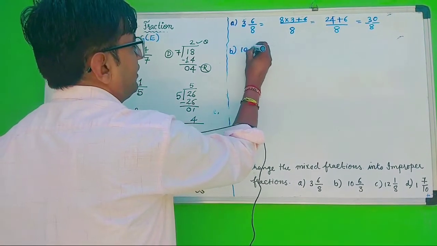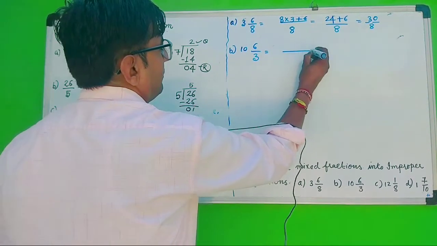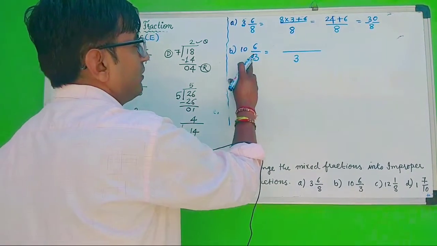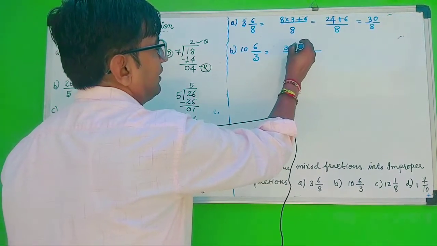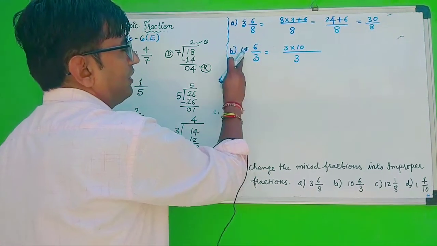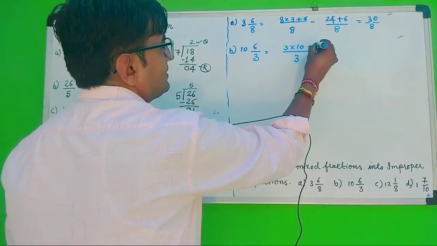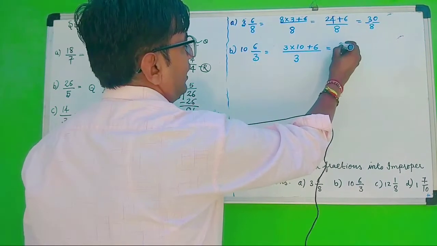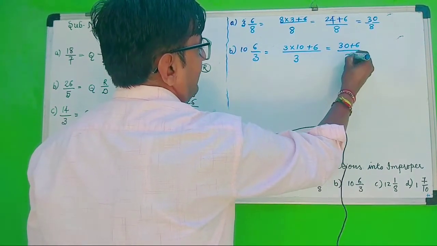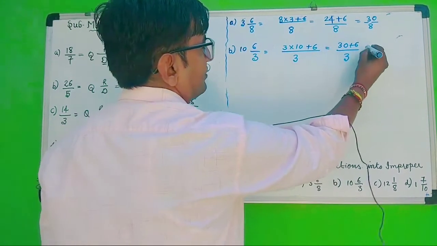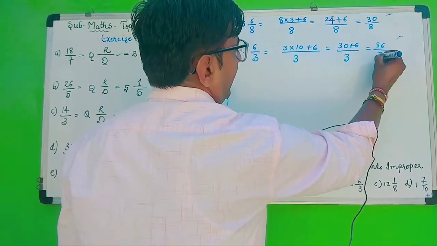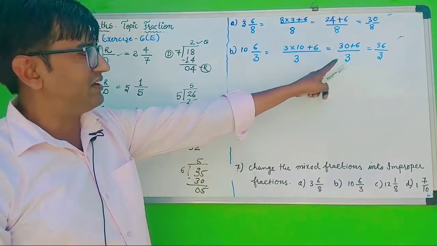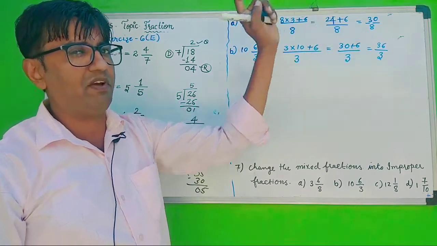10 6 by 3. Here again I am repeating. 3 you write as it is. First of all you write down 3 as a denominator. Now 3 into 10, denominator multiply by whole number, plus 6. 3 10s are 30. 30 plus 6 by 3. Now 30 plus 6 equals 36 by 3. Okay, so you can understand step by step. You have to write step by step.